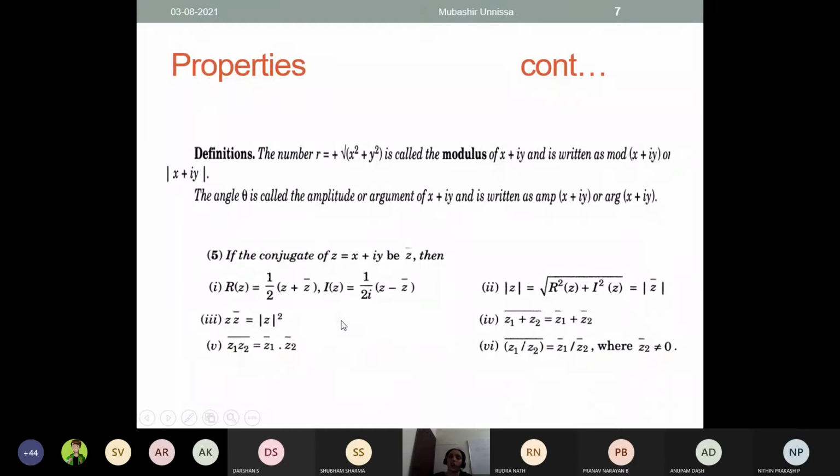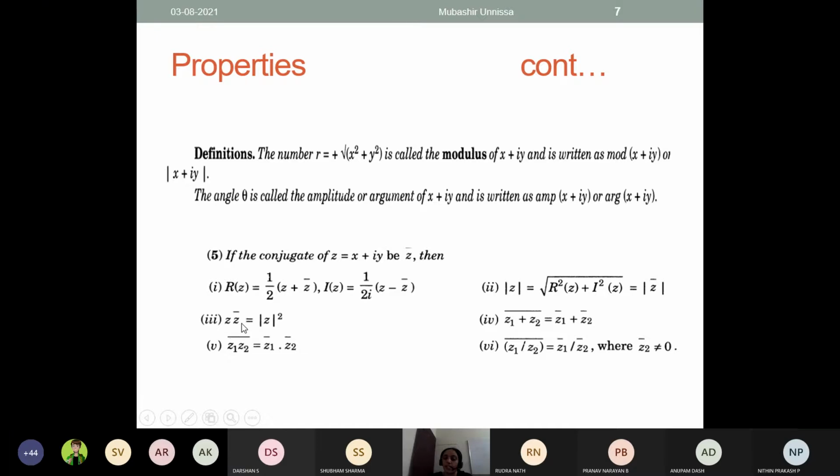So what is your r? You all know it is the square root of x square plus y square, and it is called the modulus of the complex number. Similarly, theta is called the argument or amplitude of the complex number. Now z and z bar are two complex numbers, z and its conjugate z bar. The real part of z will be equal to 1 by 2 into z plus z bar. The imaginary part of z will be equal to 1 by 2i into z minus z bar. This was a major conclusion we have to always remember in complex numbers.